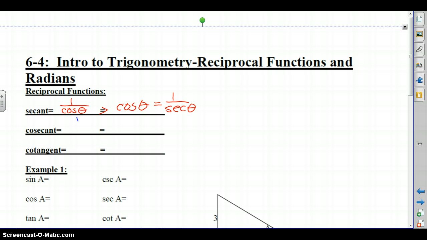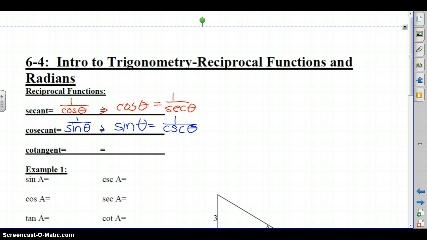Cosecant is going to be the reciprocal of a sine function. I'm also going to change this to an arrow because it's an equivalent statement. And that means that I can also call sine the reciprocal of a cosecant. Now you'll notice the abbreviations that I'm putting in here. That's important to note because you need to recognize them. The abbreviation for secant is SEC. The abbreviation for cosecant is CSC.